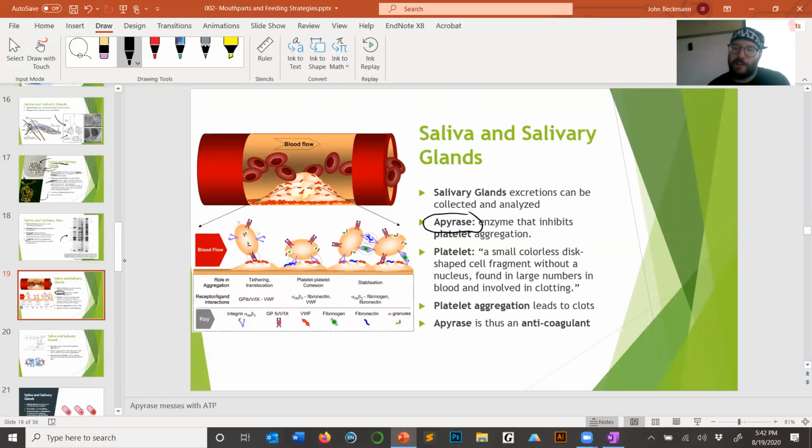Apyrase is one of the functional inhibitors of platelet aggregation. So this is an enzyme, it's ATP dependent. You don't have to remember the mechanism. I just want you to know that this is an example of an enzyme in mosquito saliva that can mechanistically inhibit platelets from aggregating, and that prevents your blood from clotting. So that's actually been shown. It's an anticoagulant.